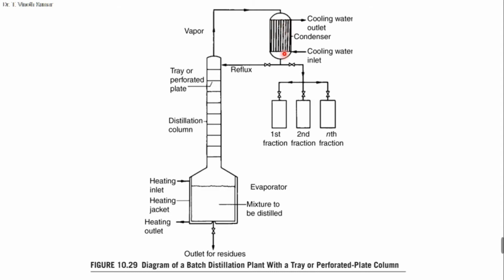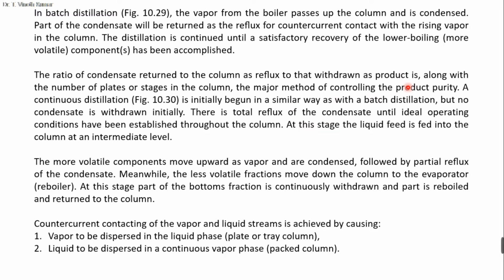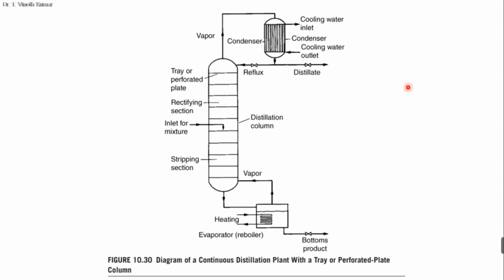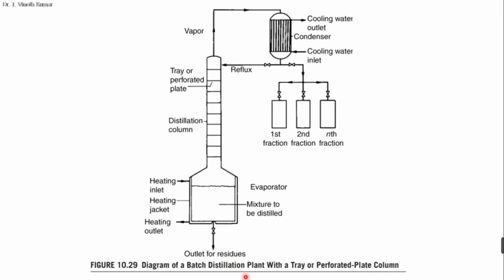Through the condenser it will be reduced to liquid, and the fractions 1, 2, 3, however many fractions and solvents there are, everything will be collected separately. This is called batch distillation. And another type is continuous separation, in which the different fractions 1, 2, 3 will be collected, and this may be extended to n number of fractions.